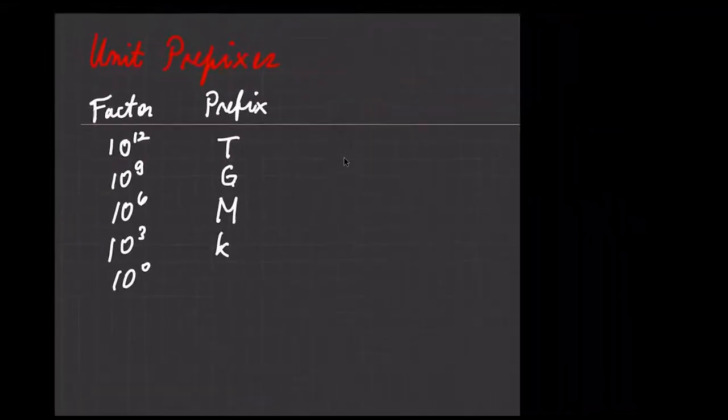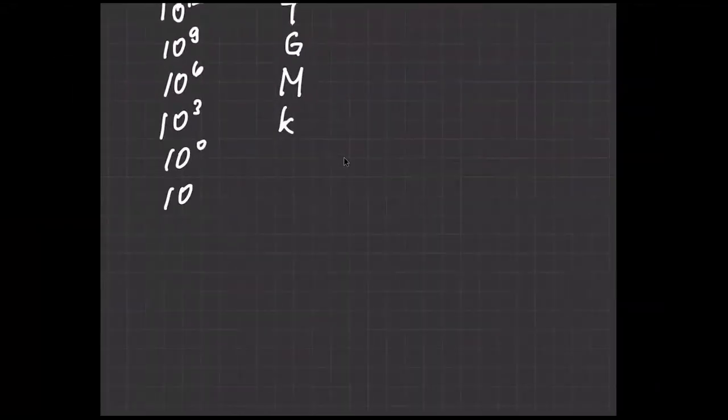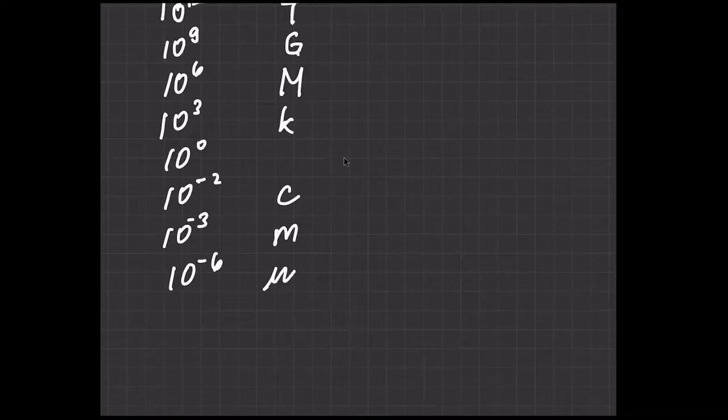Now for smaller quantities, you can also have 10 to the negative, for example, 10 to the negative 2. And that is centi. 10 to the negative 3, that is milli. 10 to the negative 6, these are smaller quantities now, micro, so talk about bacteria here. 10 to the negative 9 is nano. And there are still smaller quantities, especially in physics. 10 to the negative 12, that's pico. The symbol is small p.